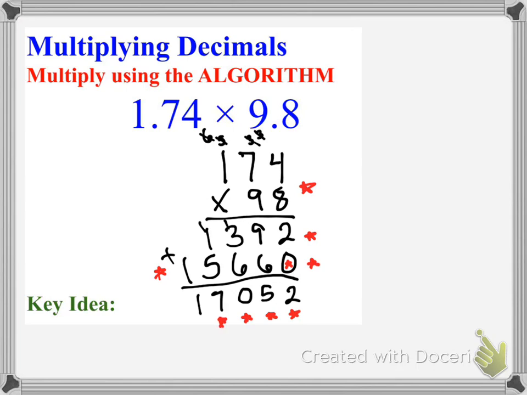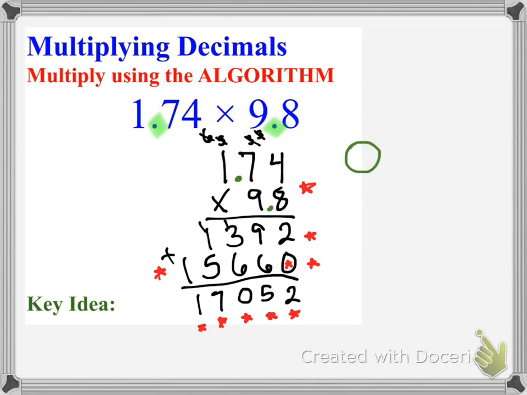And then just 1 by itself. Bring it down, and that's a star. So I have 17,052 is my answer. However, now I need to go back and look at these two guys right there, the decimal points. So the decimal points, now I need to take care of them. It was here and there.